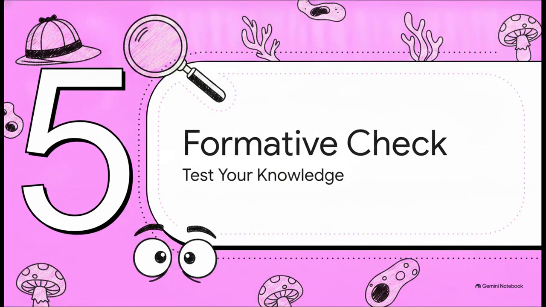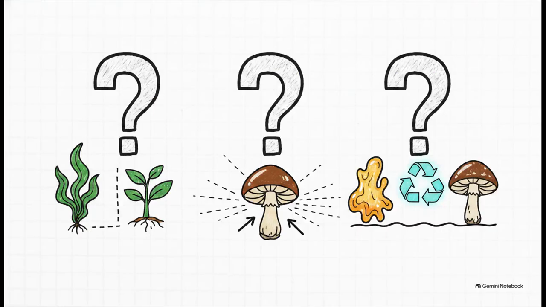Section 5. Formative check. Test your knowledge. Okay, grade 9, detective hats back on. Let's see what's stuck. Take a second to think about these 3 questions based on what we just covered. 1. Why isn't an algae a plant just because it photosynthesizes? 2. How exactly does a slime mold's feeding method differ from a true fungus? And 3. Name one ecological role they share and one trait that separates a fungus-like protist from a true fungus.